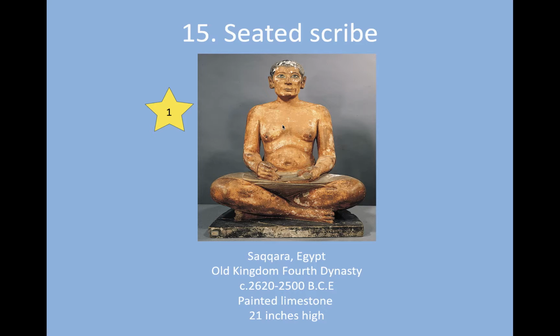This is at the Louvre. And this is called the Seated Scribe. It was found in Saqqara. That's how you say that, Saqqara, Egypt. And this is from what we call the Old Kingdom. So like the early Egypt.